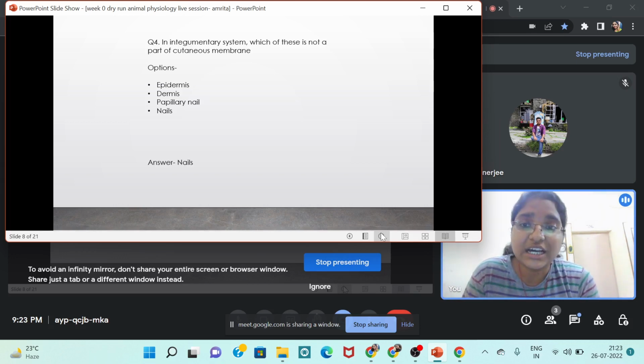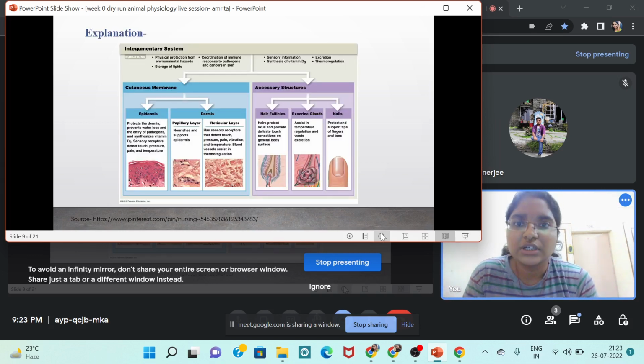So the correct answer is nails. So the integumentary system is divided into two, that is the cutaneous membrane and the accessory structures. So the cutaneous membrane includes the epidermis, dermis and papillary layer, which were the first three options. And the only odd one out here is nails, which comes under the accessory structures and not under the cutaneous membrane. So the correct answer is nails.